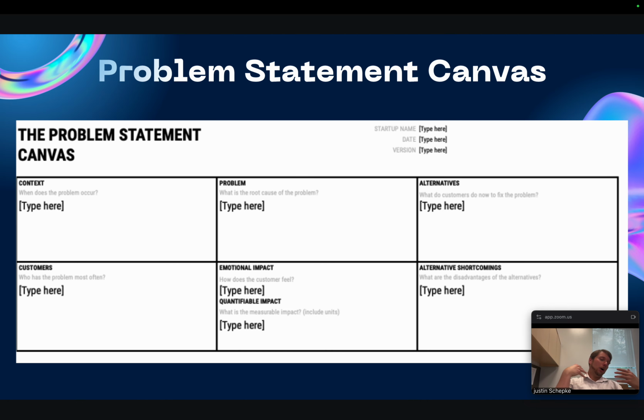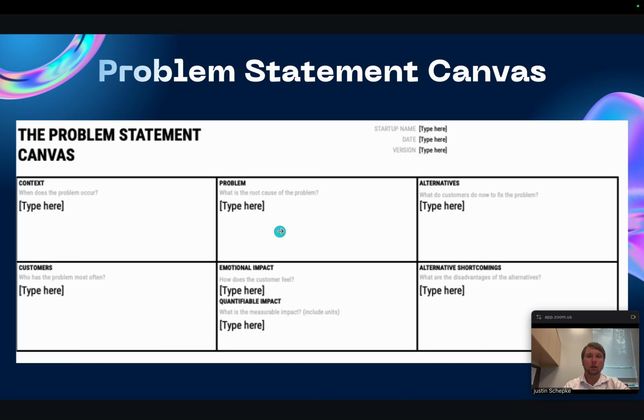All right, so the problem statement canvas. One of the assignments we're going to do this week is assignment number 3, define, which includes how to frame a problem statement. Notice what happens here. When does the problem occur? You might read it one way, but you actually read it this way.